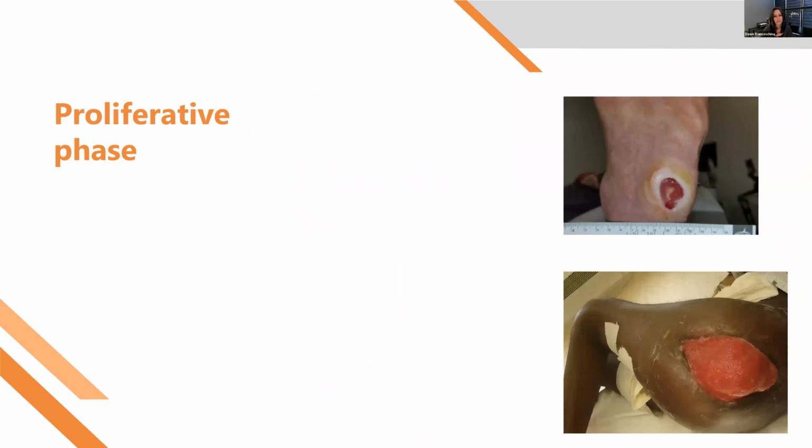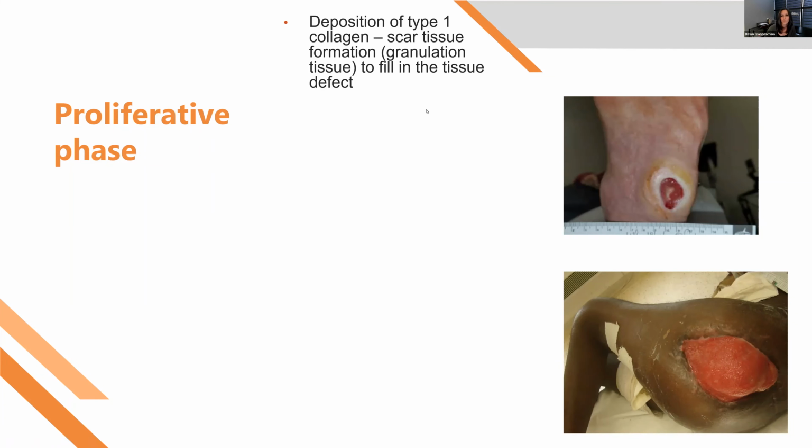Moving on into the proliferative phase of wound healing. Again, we're thinking about day 3 or 4 if you're talking about normal wound healing, all the way up to about week 2 or 3 of the process. So what's happening in the proliferative phase? We get deposition of type 1 collagen into the wound, which is where we start to see that ingrowth of that healthy red scar tissue, which is called granulation tissue.